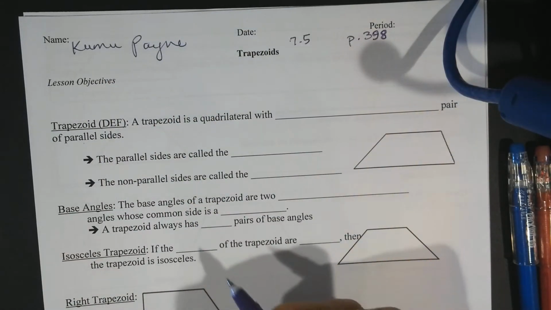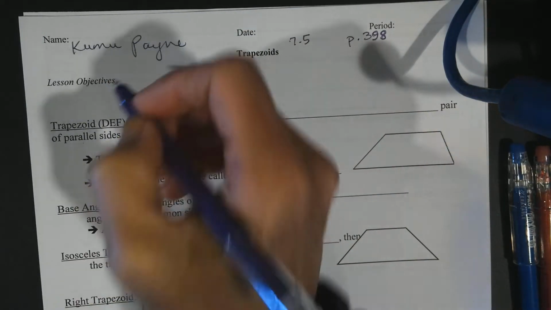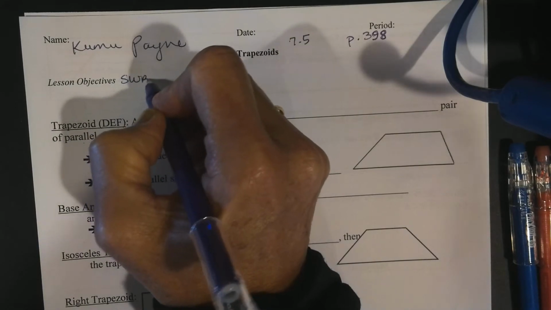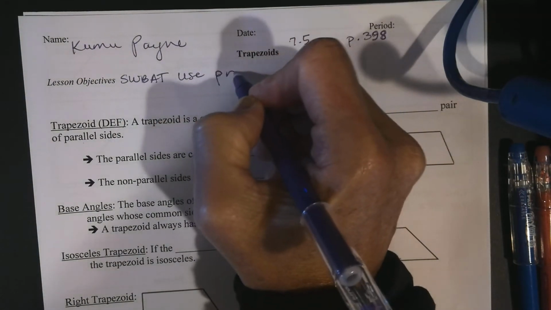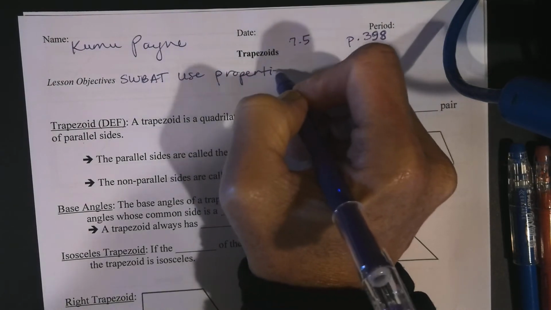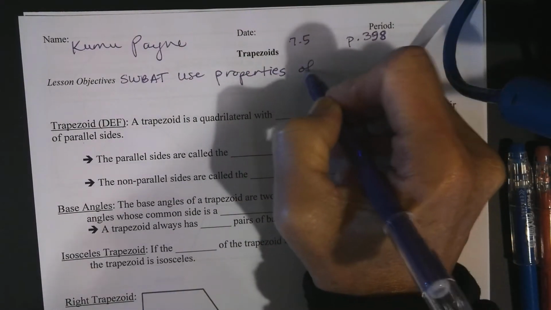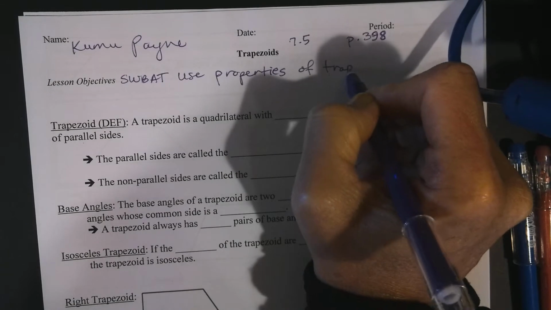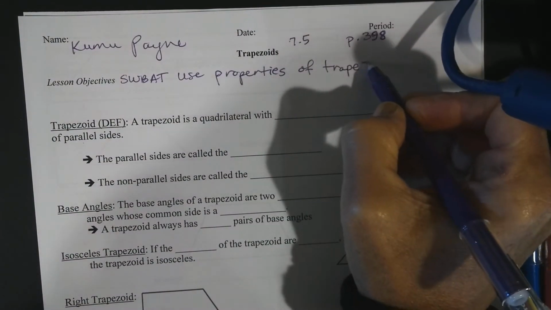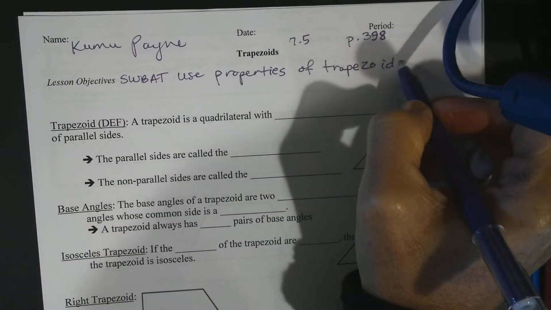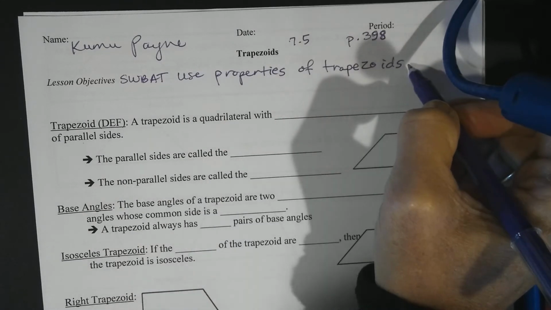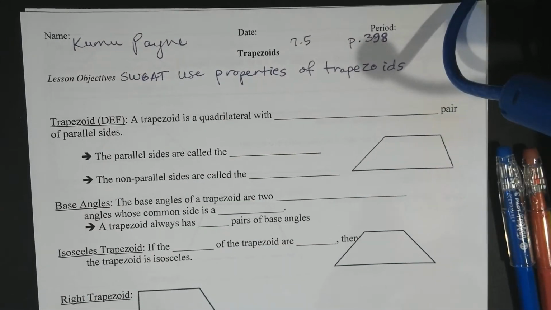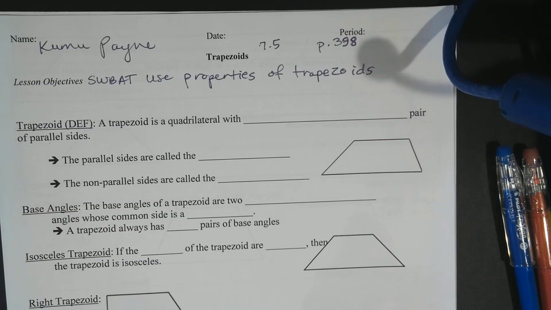However you're writing these notes, my objective for you is that students will be able to use properties of trapezoids. Literally, that's going to be it as far as this goes. And then, yeah, we'll just start there.